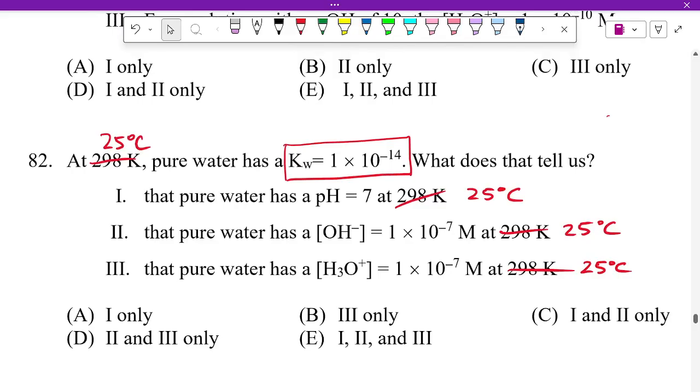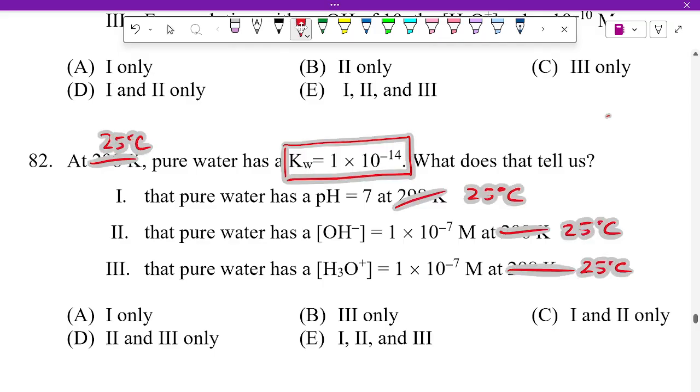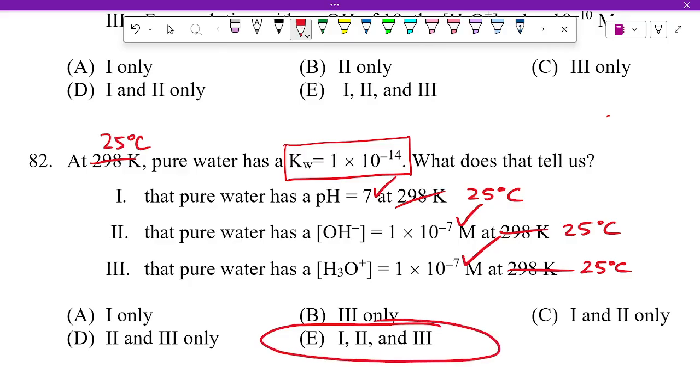If this is true, is it true that pure water has a pH of 7 at 25? Yes. Is it true that OH minus is 10 to the negative 7? Yes. Is it true that hydronium is 1 times 10 to the negative 7? Yes. And therefore, all three of them are true. Why did we do 82? I don't know. We were supposed to do 85, but that's okay. A little bonus for you all.